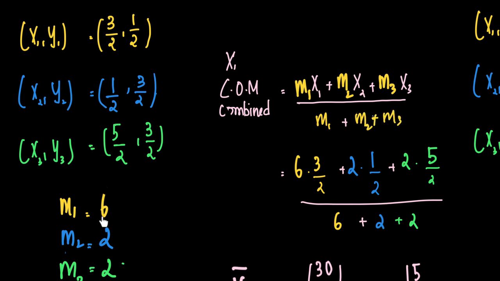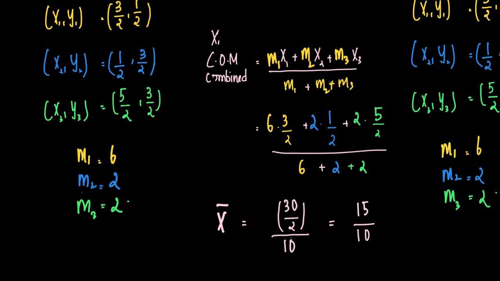What is m1? 6. x1 is 3 by 2, so we have 6 into 3 by 2 plus m2 is 2, x2 is 1 by 2, 2 into 1 by 2 plus m3 is 2 into x3 is 5 by 2, so 2 into 5 by 2, by m1 plus m2 plus m3, which is 6 plus 2 plus 2. This gives x bar equal to 30 by 2 by 10, which is, wait, 6 into 3 is 18, 18 plus 2 is 20, 20 plus 10 is 30, 30 by 2 by 10, which is 15 by 10.